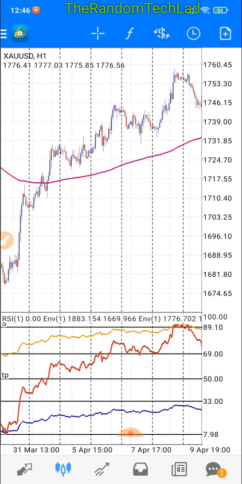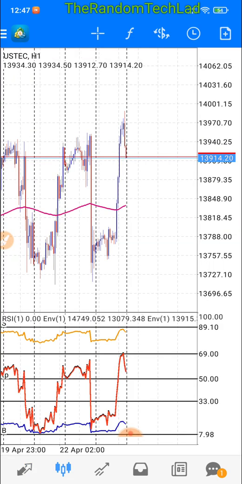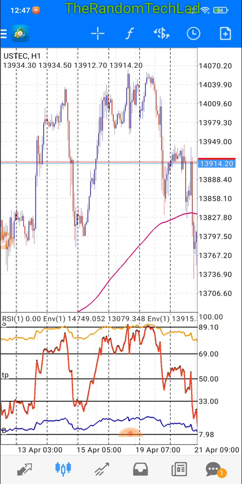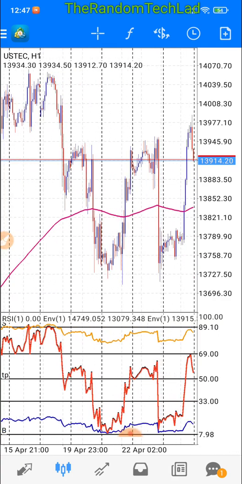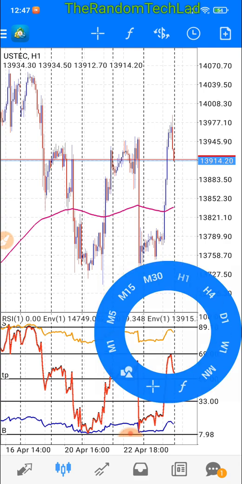So this is gold. You can use it on any pair. US Tech, NAS 100. You could see similar patterns, support and resistance, simple and easy stuff. And you take your TP at the level 50, which I will show you on the settings as well. So let's go on to the settings.